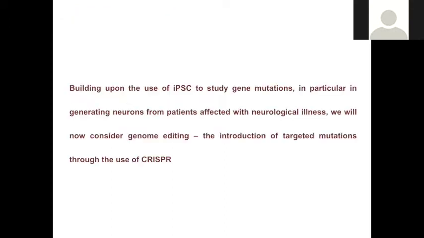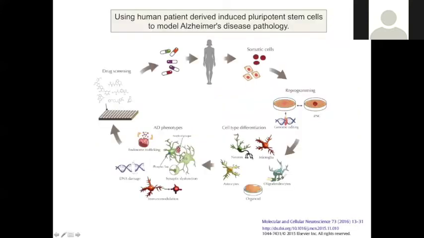So building upon the use of the iPSCs that we talked about last week, which of course were incredibly important in studying mutations in neurons in individuals with Alzheimer's, what we're going to do this week is consider genome editing, which is CRISPR, and how genome editing can be used to introduce targeted mutations into the human genome. This figure here provides a diagram of how we can use such technology.